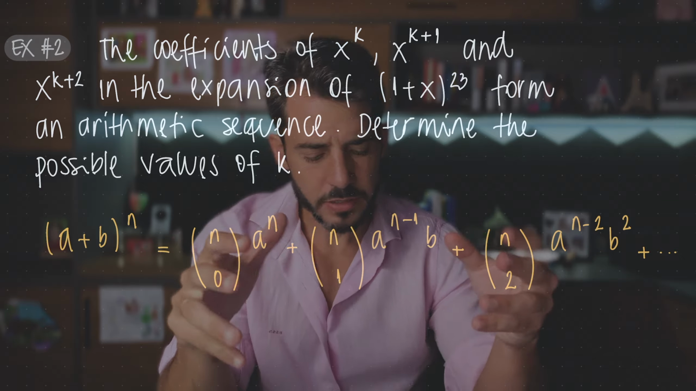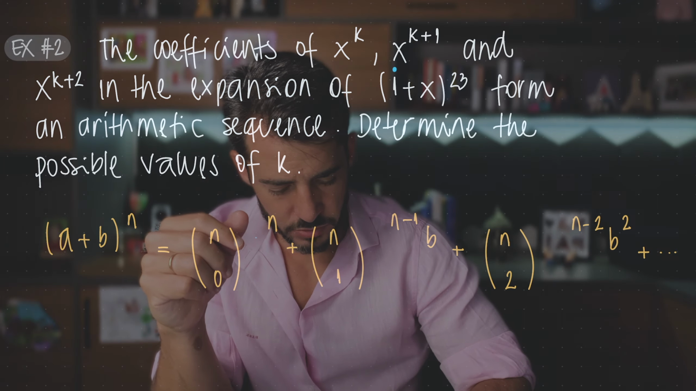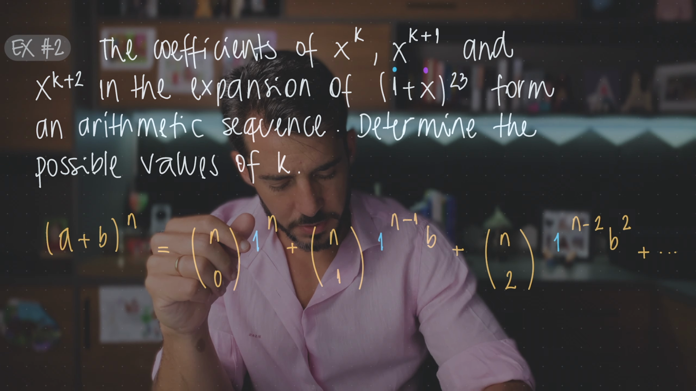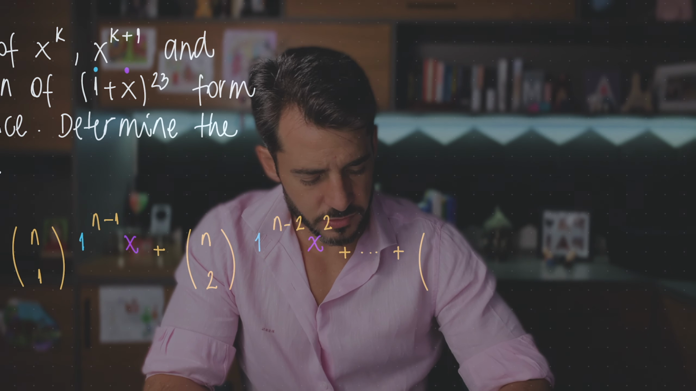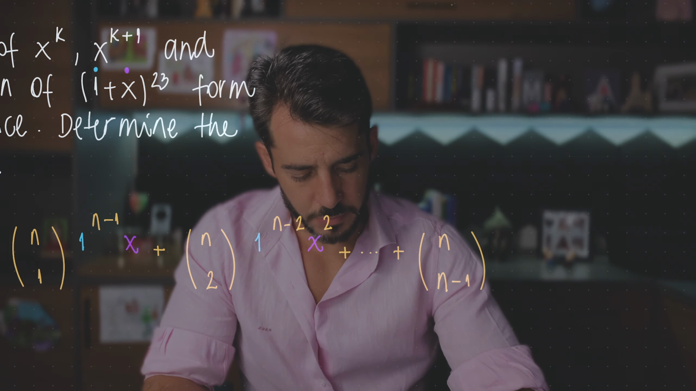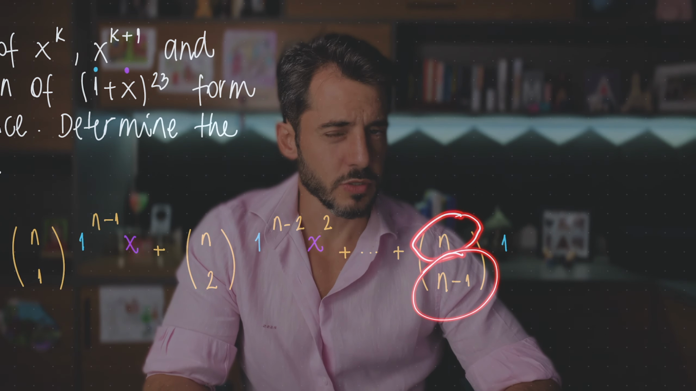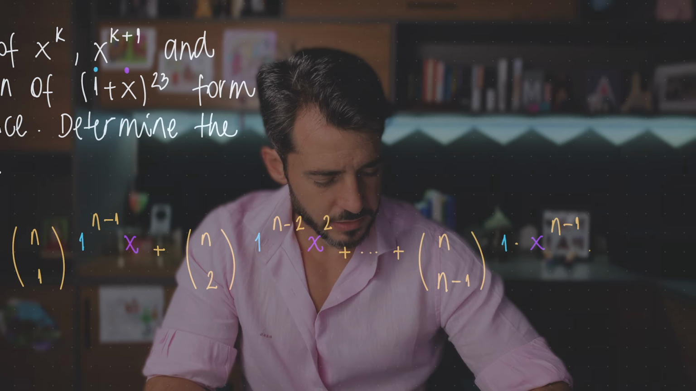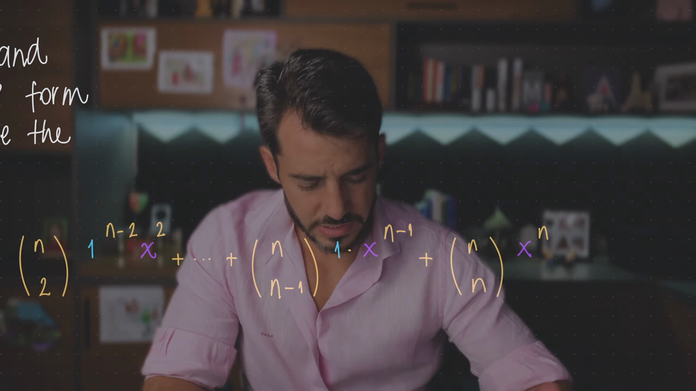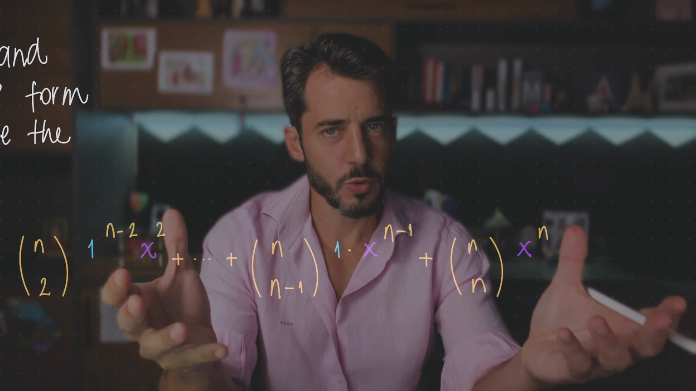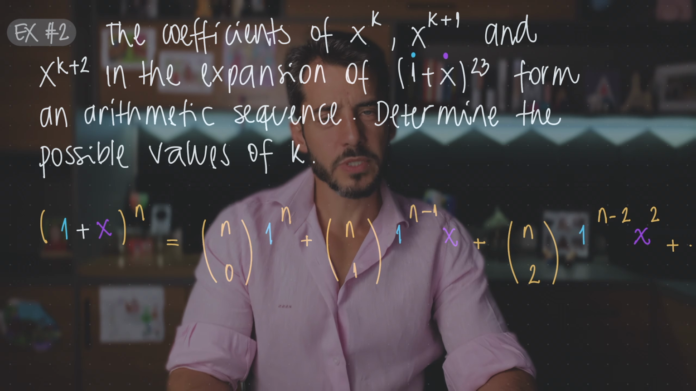As we apply it to the scenario that we have, this 1 over here is equal to a, so let's substitute it right here, and b being equal to x, let's substitute it here, and let's write also the last two terms in this expansion. N choose n minus 1, 1 to the n minus n minus 1, which is 1 to the 1, times x to the n minus 1, and the last one, n choose n, 1 to the 0, which is just 1, x to the n. So this is us applying the binomial theorem to the binomial that we have. Now let's take a moment to notice a few things.